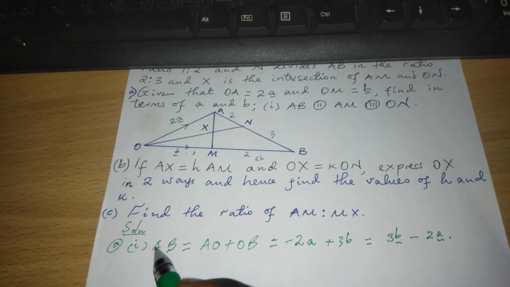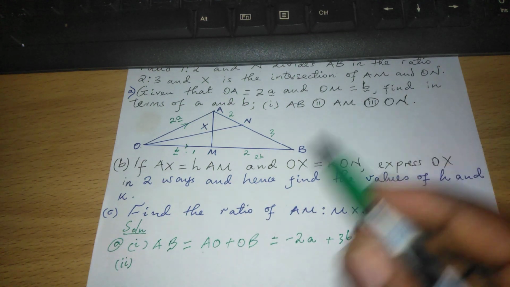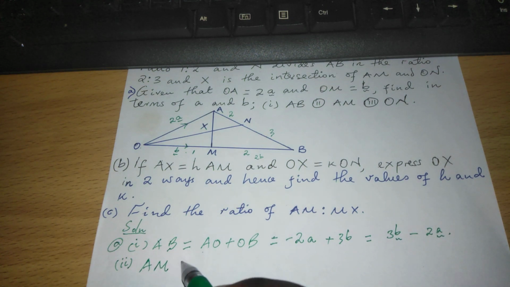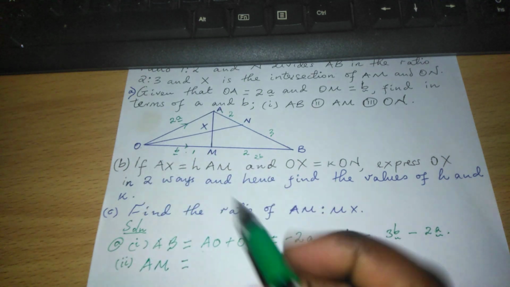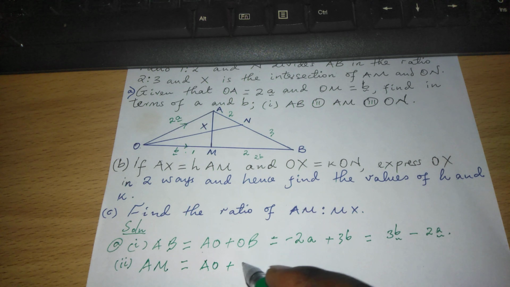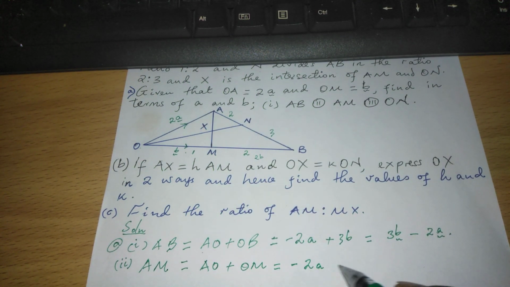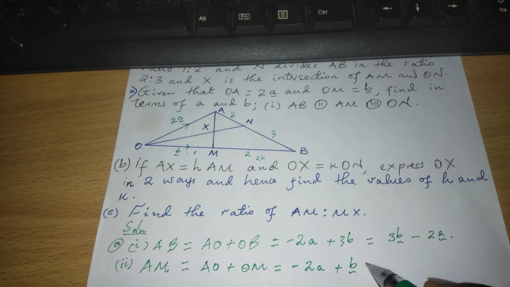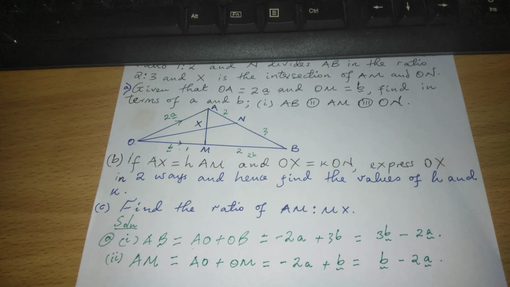We can have the second vector, Roman 2. We are finding vector AM. AM, we can get AM through AO, then OM, in which case we will have the reverse again of OA, which means negative 2A, then plus vector B, which means we will obtain vector B less 2A. So that is the vector expressed in terms of A and B.